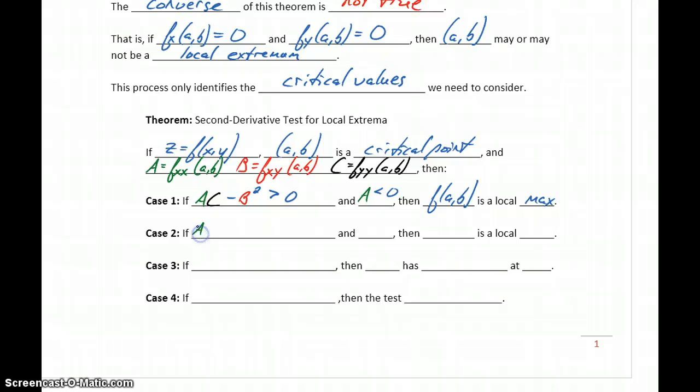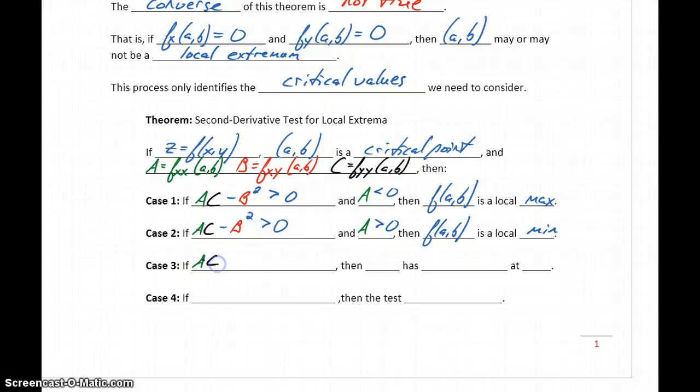So the other cases to consider: if AC minus B squared is greater than 0, so the first part is staying the same, but in this case our value for A is greater than 0, then f of (a,b) is a local minimum. So in each case here, case 1 and case 2, we need this expression to be strictly positive, and then the difference, whether it's a maximum or a minimum, comes down to whether A is strictly negative or strictly positive.